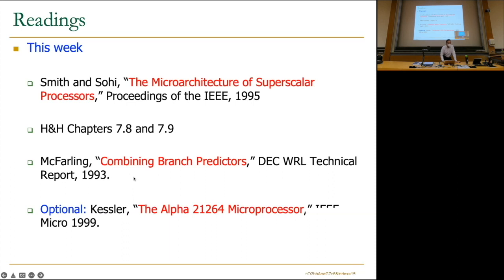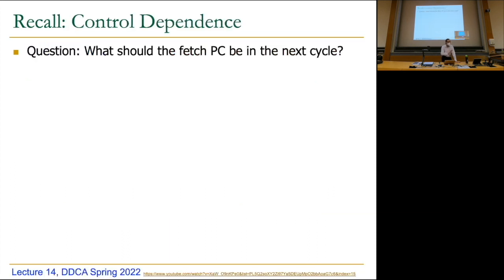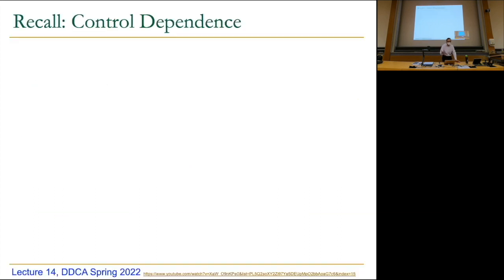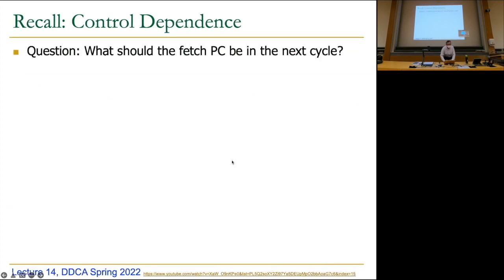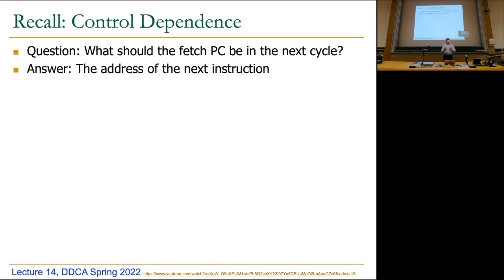These are topics that are not covered by your books. So we're in that territory right now. Your books do not cover these topics much. Okay, recall the slide, actually, we covered the slides, so I'll go through it relatively quickly, but we're going to talk about control dependence. What should the fetch PC be in the next cycle, basically? The answer is clearly the address of the next instruction.